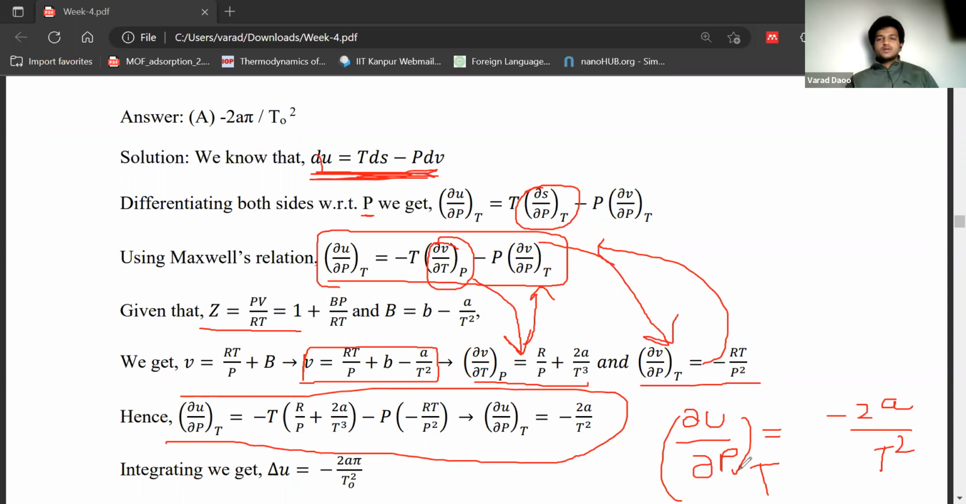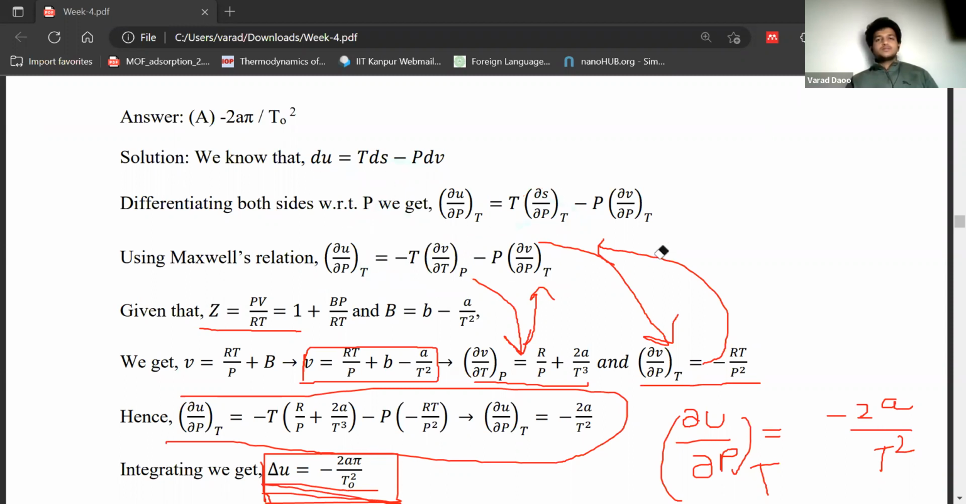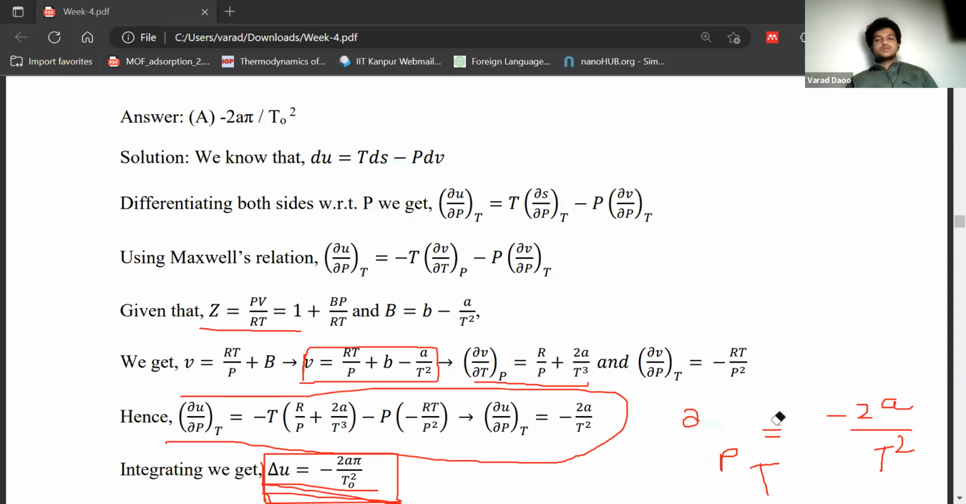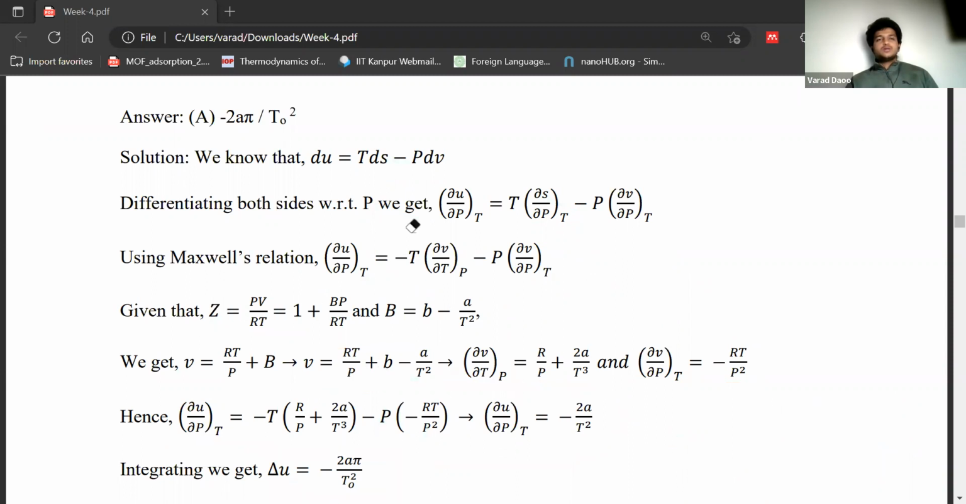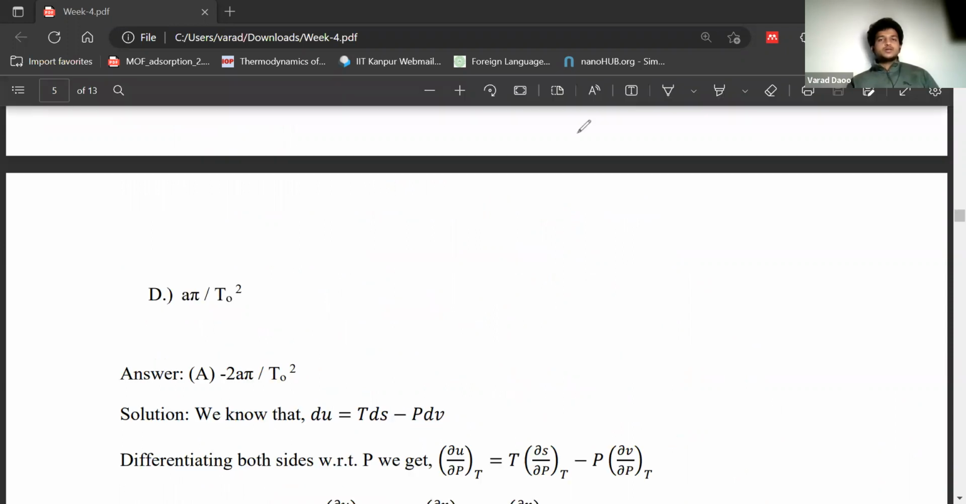Now what we have is this, we just integrate it from T equals T0, for some values of temperature and some values of pressure. The limits are given in the question, and then what we end up with is this. Delta U is nothing but minus 2AP by T0 square. Does anybody have any question or doubt in this question or this solution? They can ask. So the correct answer is option A.